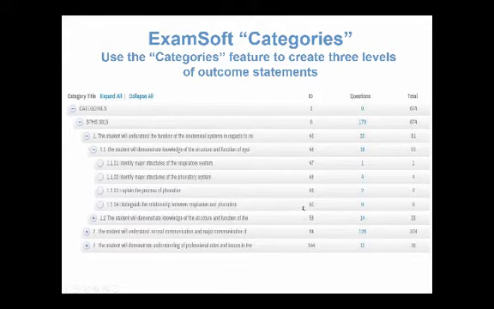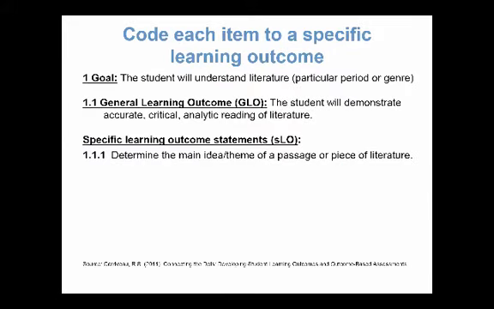The program assigns a reference number to each statement if you need it. But also we can find out at a glance how many questions are being used to measure each of the levels. And there's also an accumulative total on the right side. So now we have our outcomes listed somewhere.